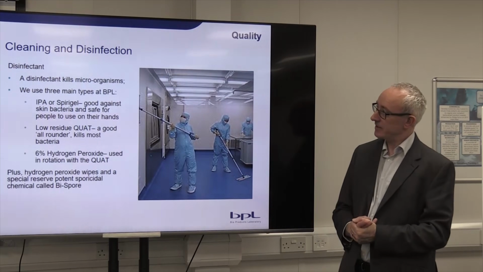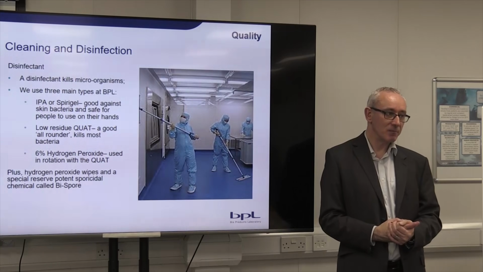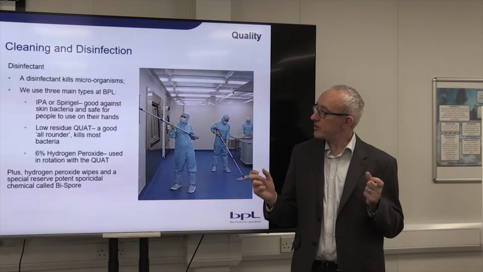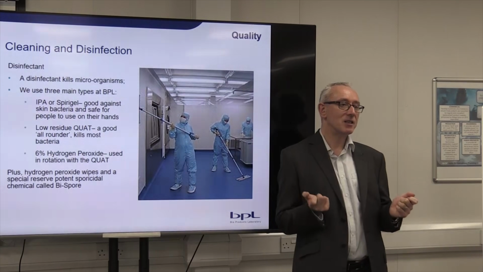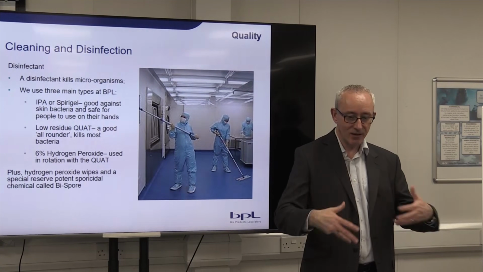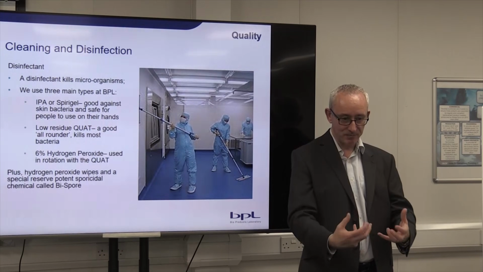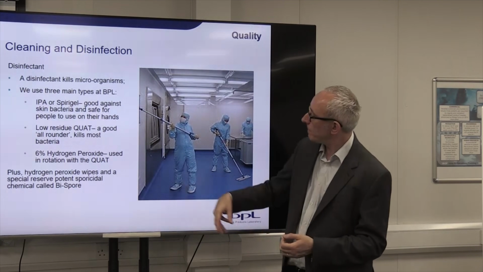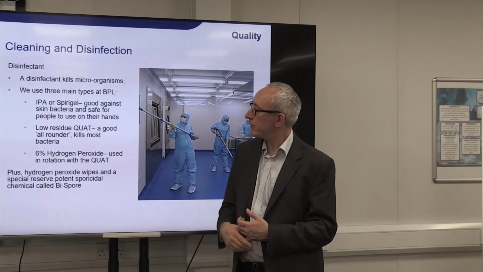A disinfectant kills microorganisms. So a disinfectant is different to a detergent. The reason you need to use both is that disinfectants are not very good at cleaning. So you need to clean to get the dirt out, and then you come along with disinfectant, which then kills the microorganisms. And there are three main disinfectants.